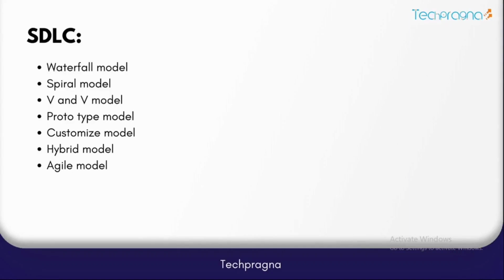A hybrid model is a combination of two models, like spiral and prototype, or V&V and prototype. While adapting these traditional models, we get one drawback: we cannot launch the product for 2 to 3 years. That is the reason every company nowadays adapts the agile methodology. In this, we can develop an application and launch it within a short period of time.